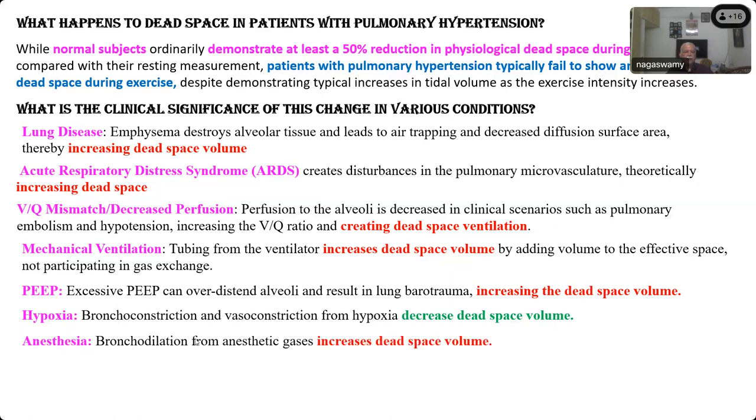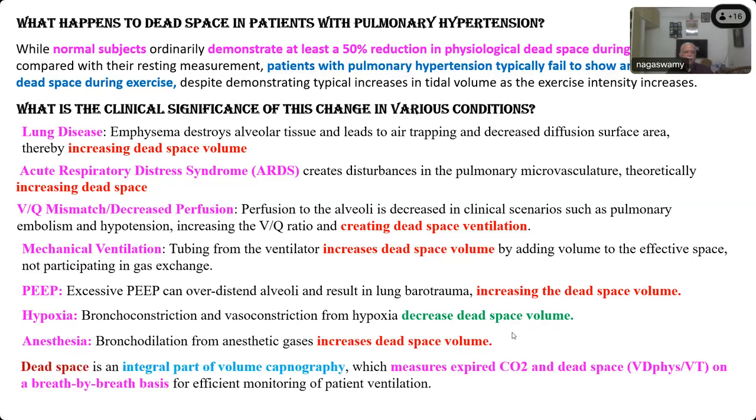Anesthesia usually increases the dead space volume, and dead space is an integral part of volume capnography, which measures expired CO2 and the dead space on a breath-by-breath basis for efficient monitoring of patient ventilation. So the majority of pathological conditions increase the dead space volume, except hypoxic pulmonary vasoconstriction, which decreases the dead space.